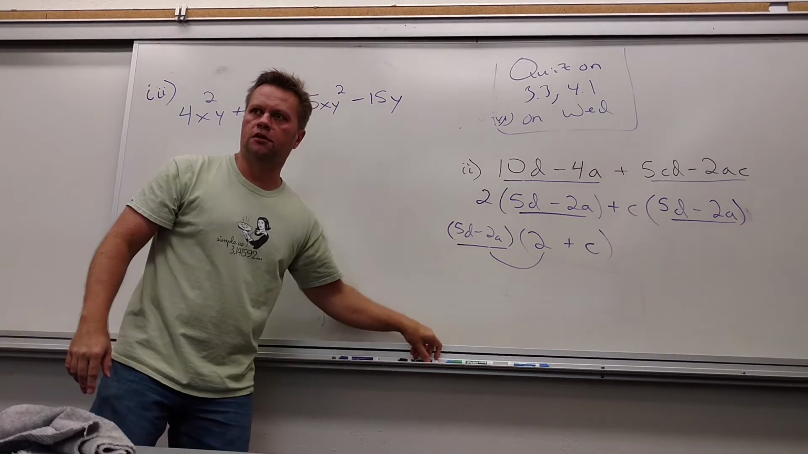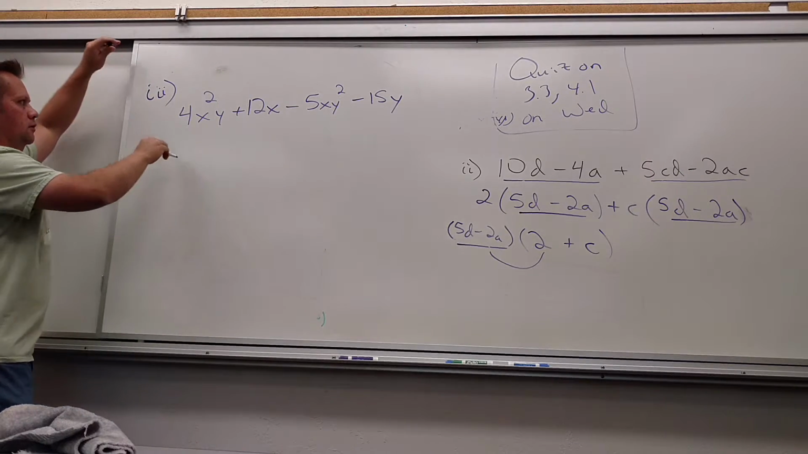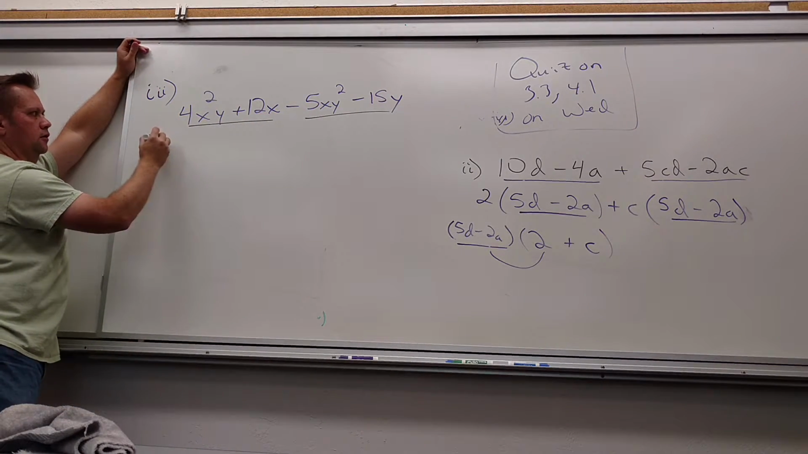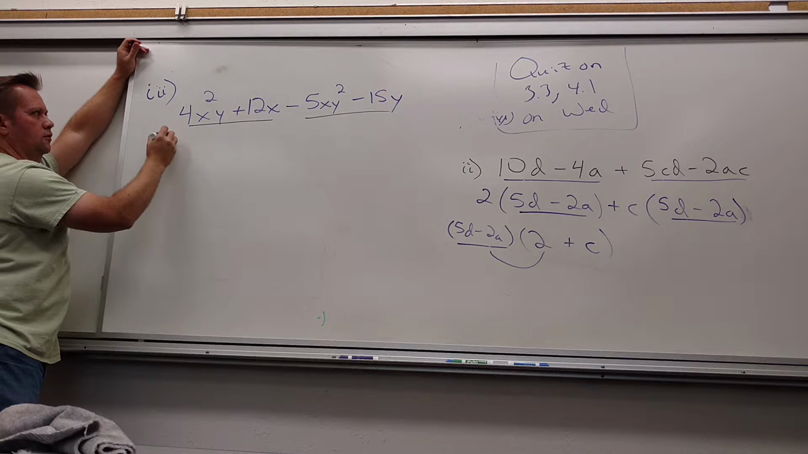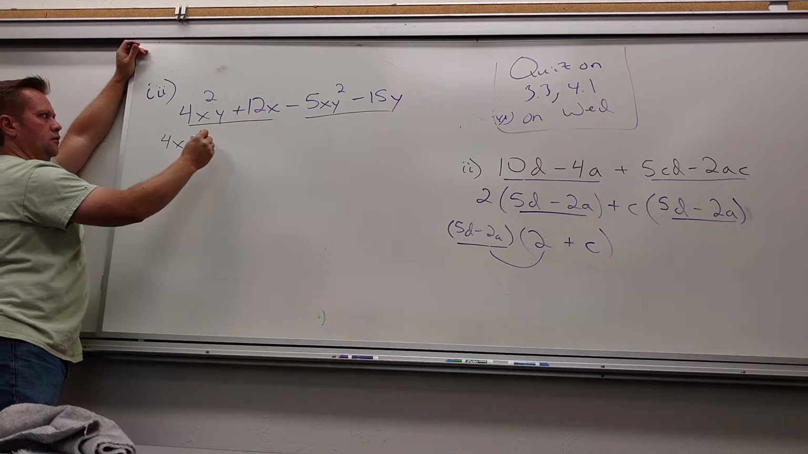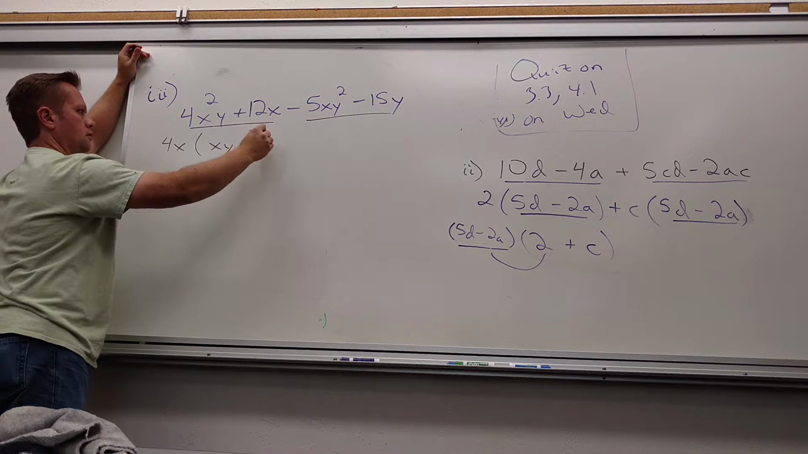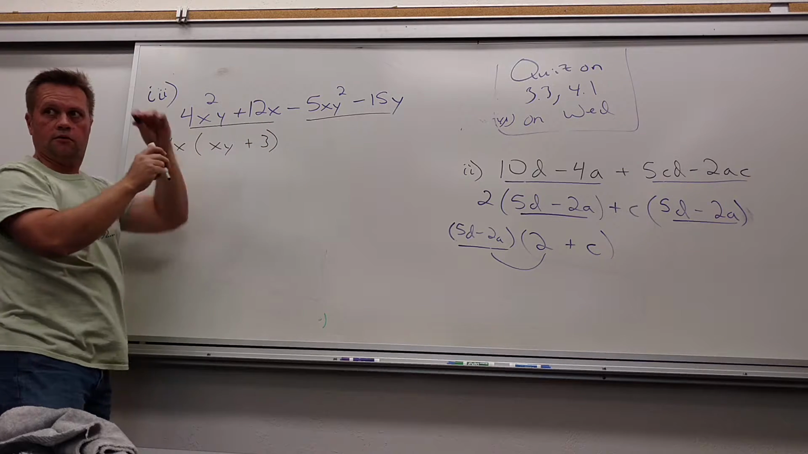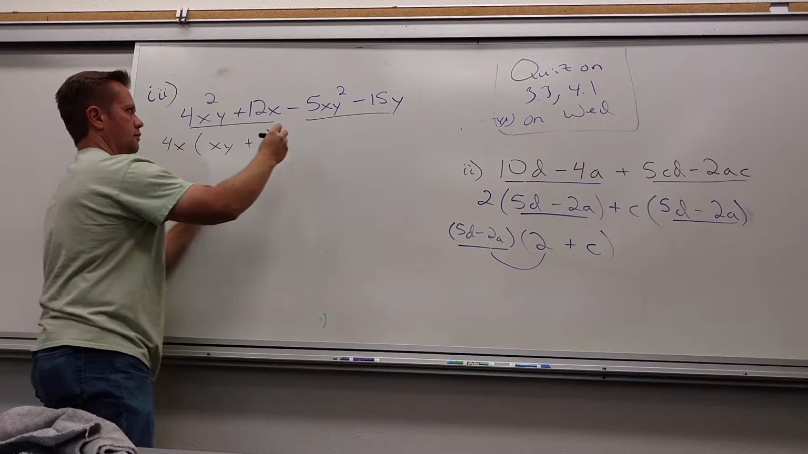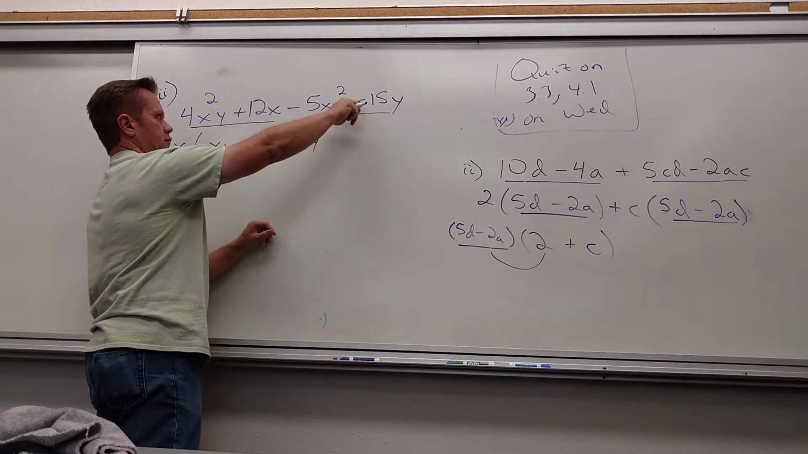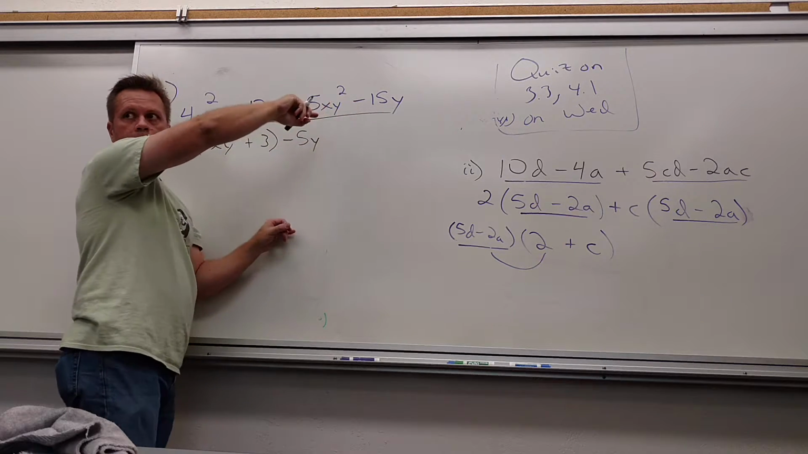All right, Morgan, hit me with it. So the first part is 4x, and then parentheses xy plus 3, and then negative 5y. Good. All right, so notice these are both negative.